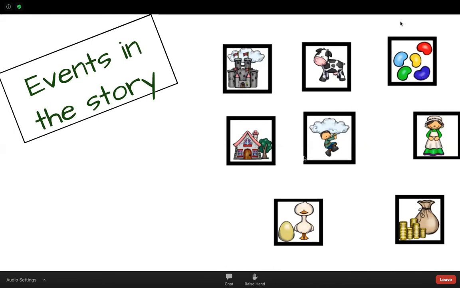Beans, exactly 5. The house. Jack climbing up the beanstalk into the clouds. The mom. This kind of looks like a goose or a duck, but I think this is the hen with the golden egg. And then lots of money.